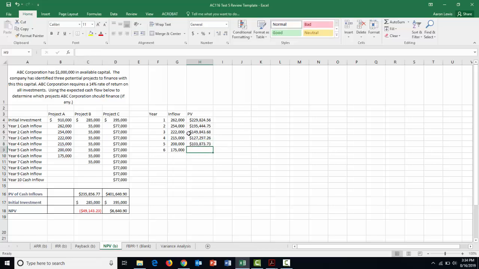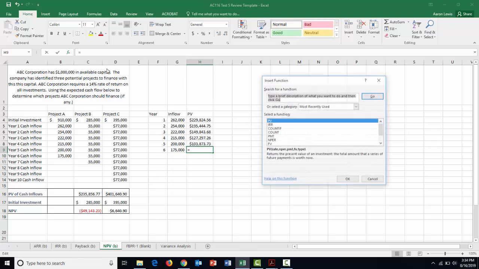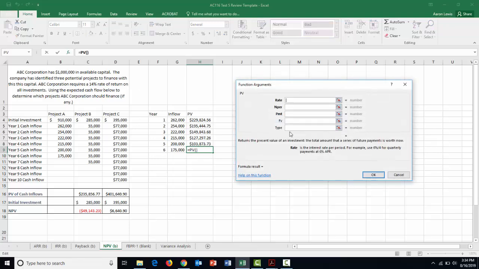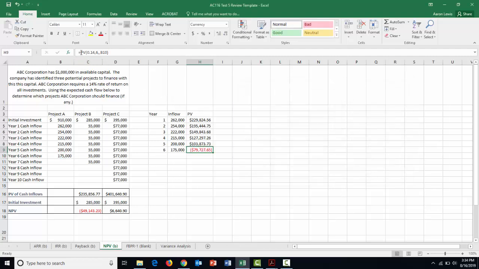And one last time for year 6, we hit the present value function. We hit OK. Our rate is going to be 0.14. Our NPER, this is 6 years in the future, and the amount of cash we're going to get in the future is that $175,000. We click on that, we hit OK, and we negate that. So we have our present value of each individual cash inflow that we have. Well, to figure out the present value of all of them, we just take the sum of all of those numbers that we just found, and we hit enter.